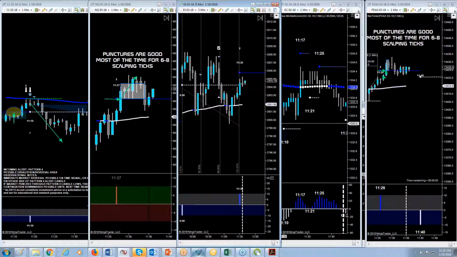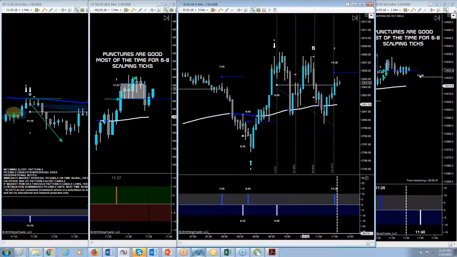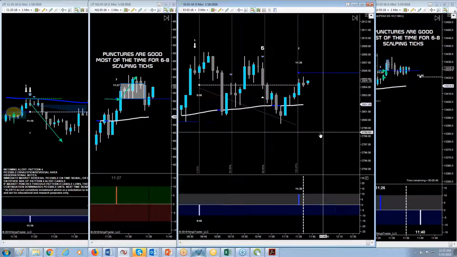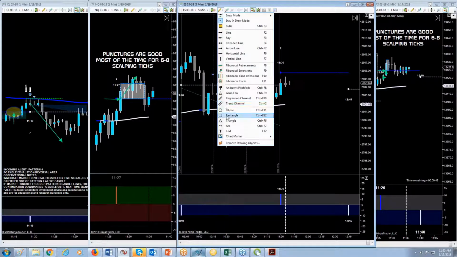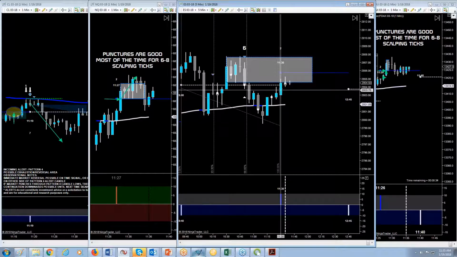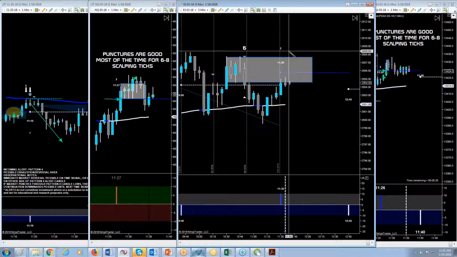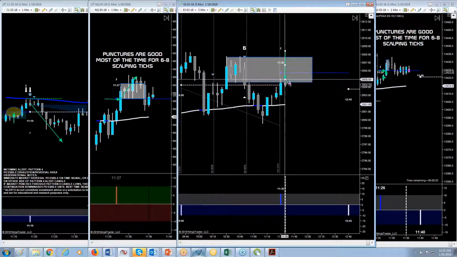There is a setup short in terms of structure right here, right now. We have this prior structure, that consolidation area right here. The ES just pulled back up into it right now, so we would be looking for a very low risk short right here. Even though we're above the trend line, there's really no trend. So right here in the ES would be a place to look for a short based off of that structure to the left.